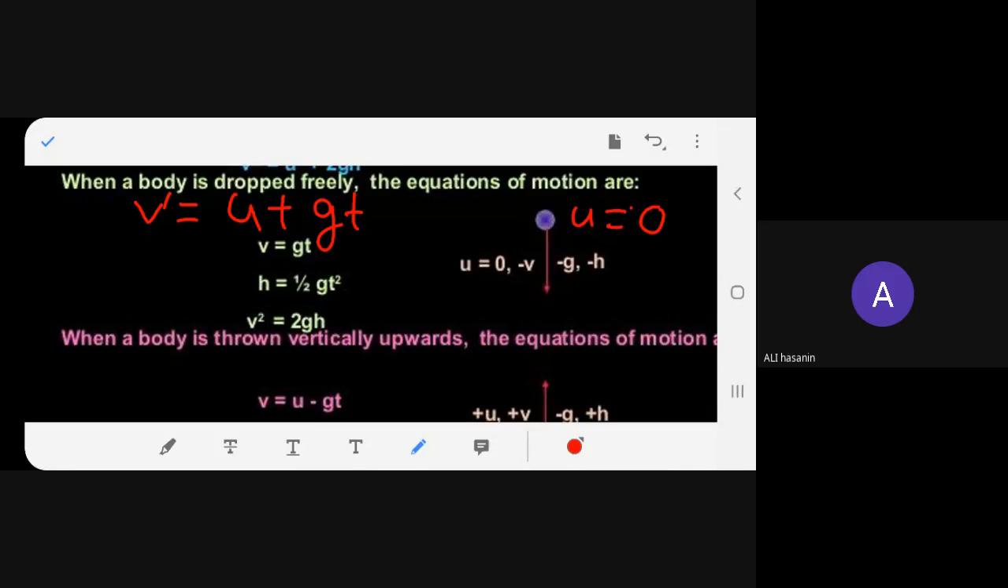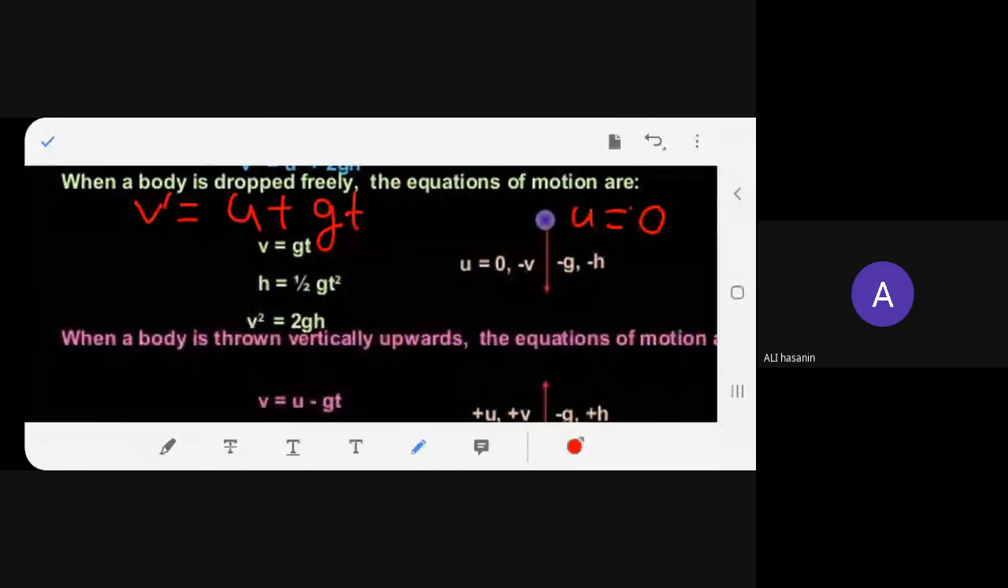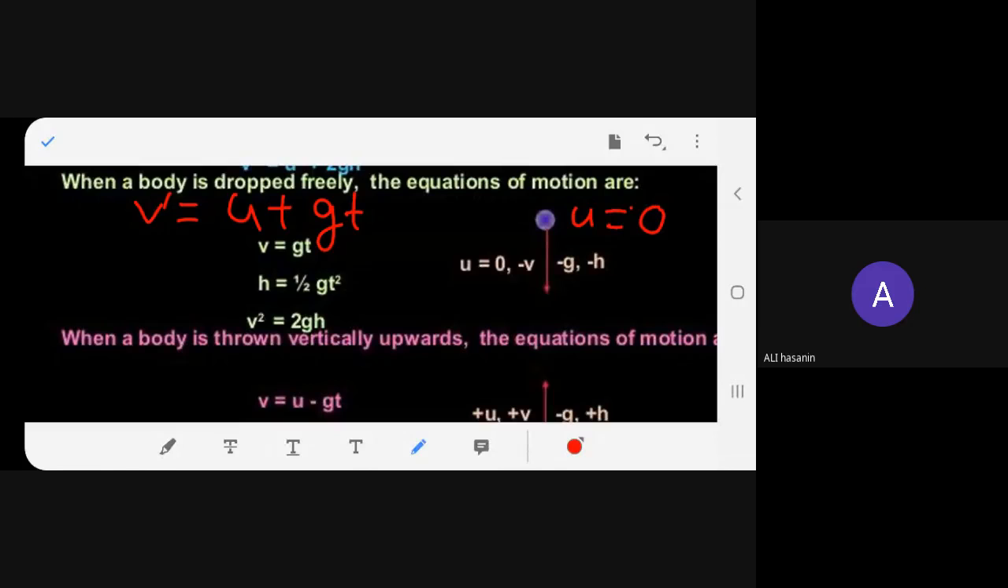Do you get me? Yes, ma'am. I'm holding the ball, so there's no motion of the ball. It is at rest. It's not moving. So u is zero, right? And then I leave it. Then it comes down due to gravity. Yes or no? Yes, ma'am. Fine. So you agree with me that u is equal to zero? Yes. So what happens? v is equal to 0 plus gt. v is equal to gt. This is what we got. Agree?